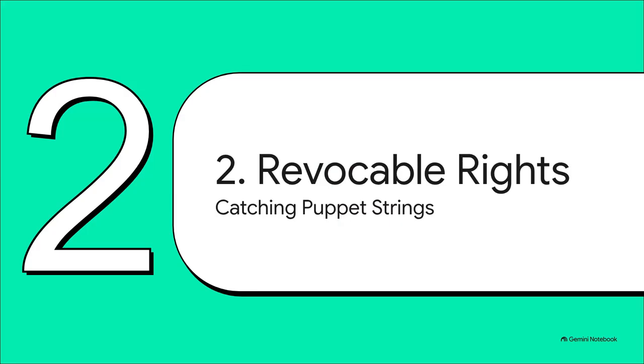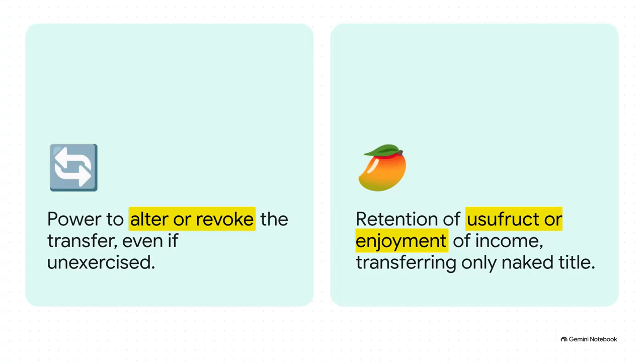Moving on to Section 2, revocable and retained rights, catching the puppet strings. Okay, let's chunk down 2 very distinct ways a decedent tries to maintain control of a property during their lifetime, because, let me tell you, examiners absolutely love to test this. Notice the key difference here.